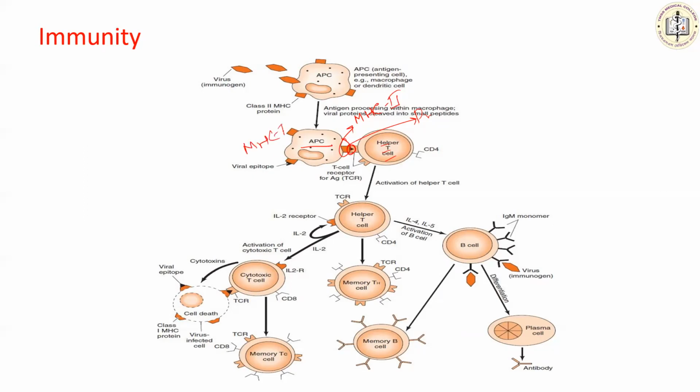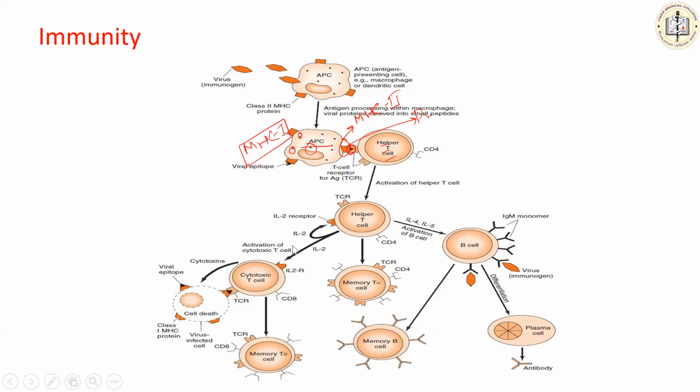Antigen presenting cell can have MHC 1. Is it true or false? True, because the antigen presenting cell is a nucleated cell. So all nucleated cells have MHC 1. MHC 1 is present in all nucleated cells. So antigen presenting cell has both MHC 1 and MHC 2.